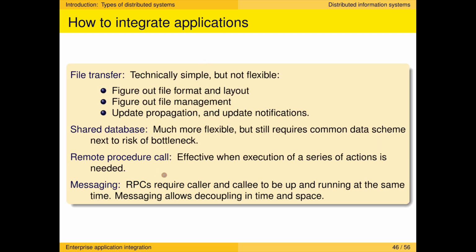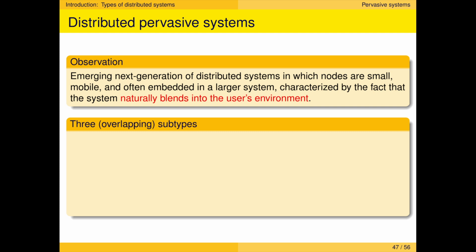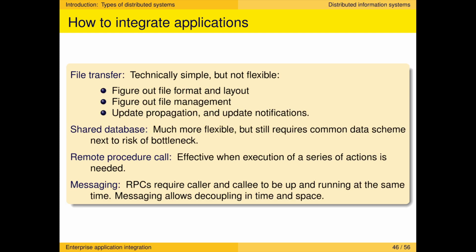Whereas in the case of messaging, it could be that you just send your message to a message box. When the server becomes available, it will access the message box and pull the request. So they don't have to be available at the same time. But of course, this brings decoupling in time and space, but also adds delay in the process. So that was with the distribution of information systems.